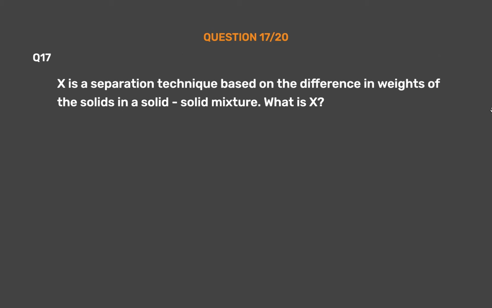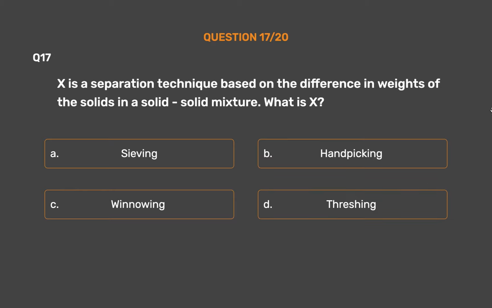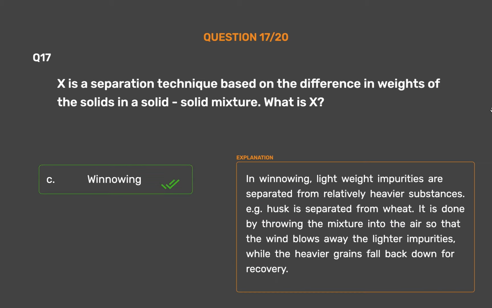Question number 17. X is a separation technique based on the difference in weights of the solids in a solid-solid mixture. What is X? Option A. Sieving. Option B. Hand-picking. Option C. Winnowing. Option D. Threshing. The correct answer is Option C. Winnowing. In winnowing, lightweight impurities are separated from relatively heavier substances. For example, husk is separated from wheat. It is done by throwing the mixture into the air so that the wind blows away the lighter impurities, while the heavier grains fall back down for recovery.